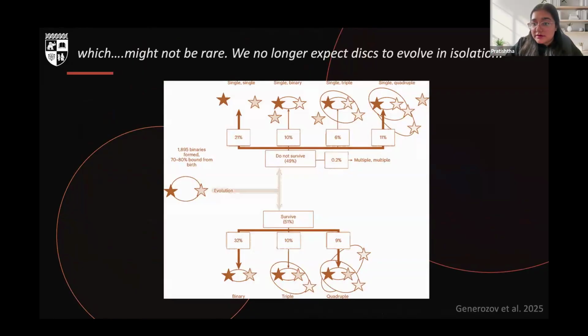And we don't expect these events, like flybys, to be rare anymore. We've seen versions of different graphs in the talks previously, which talk about disks not evolving in isolation. But I really do like this figure from another conference. This is from Jerezov et al. 2025, and it shows that most of the single systems that they recover, which is around 21% here, are born bound. So they are born as part of binaries, which then make single systems. And so to think that disks evolve in isolation or that we'd expect these events to be rare is no longer true.